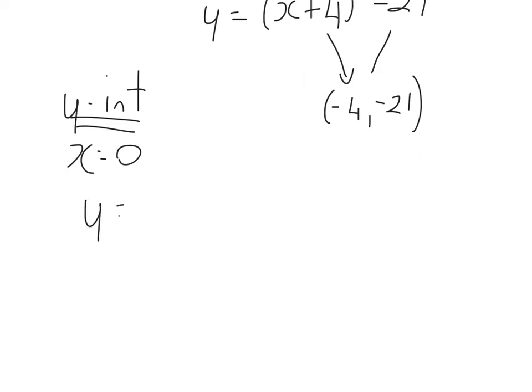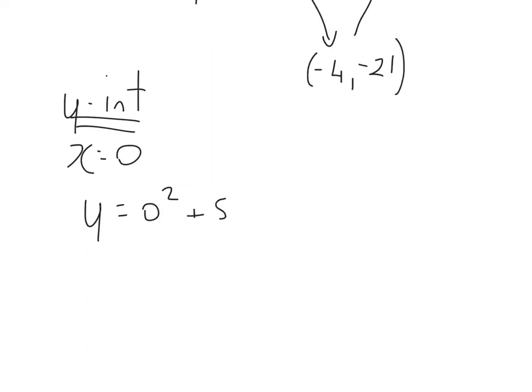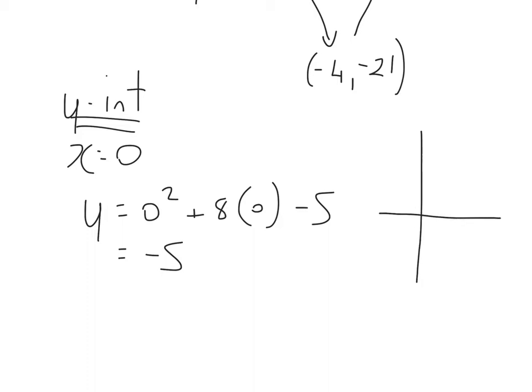So just let's sub that into one of them. So y equals 0 squared plus 8 lots of 0 minus 5, and that will give me minus 5. So I've got all the information I need now to draw the curve. It's a u-shaped parabola with a turning point at minus 4, minus 21, and it cuts the y-axis at minus 5. And that's that question completed.